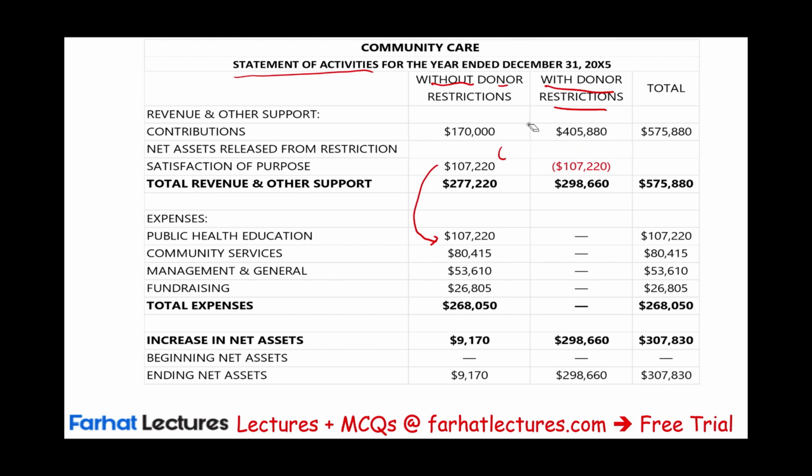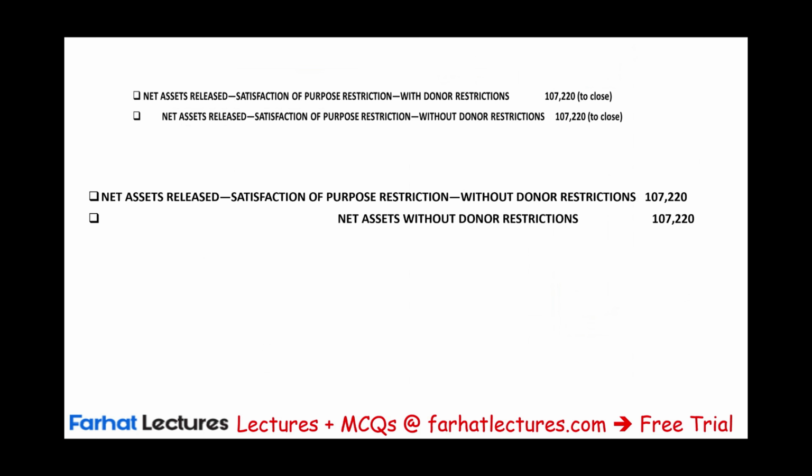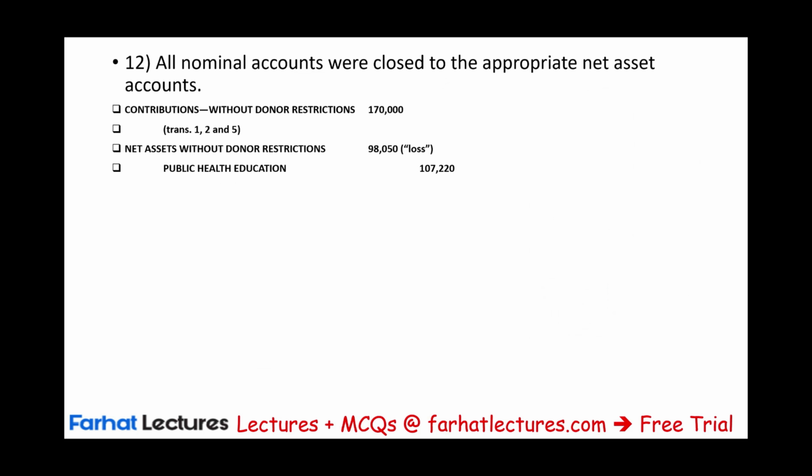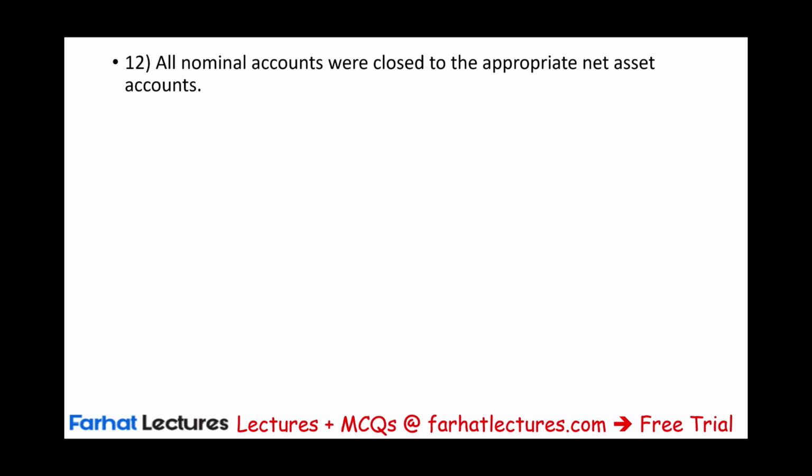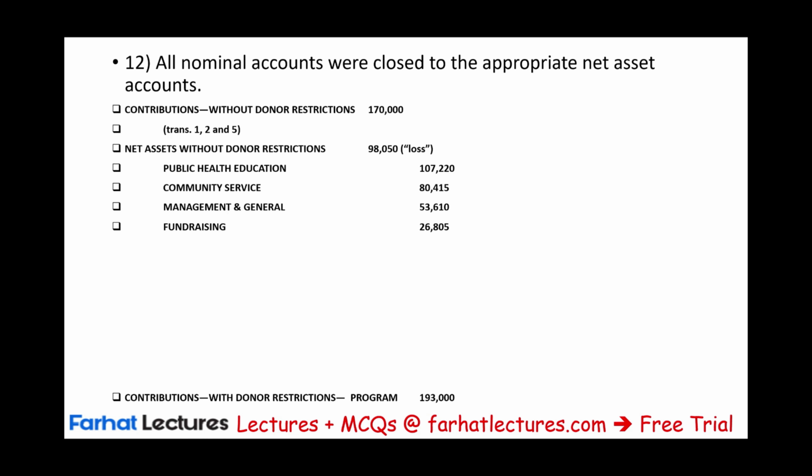And this is a reminder, which we'll talk about again shortly, that there are no expenses under with donor restriction. If the donor gave us the money and restricted that money, and we are not using it, there are no expenses. We will revisit this topic shortly. But this is what we did in this entry. Now the next thing we are going to do is close all nominal accounts to the appropriate net asset. So here's what's going to happen.